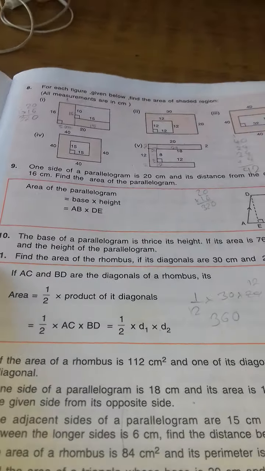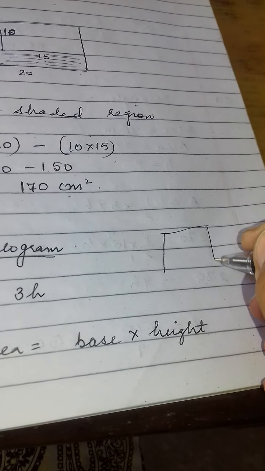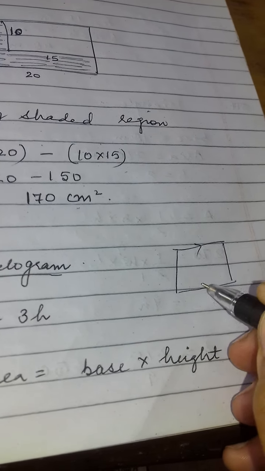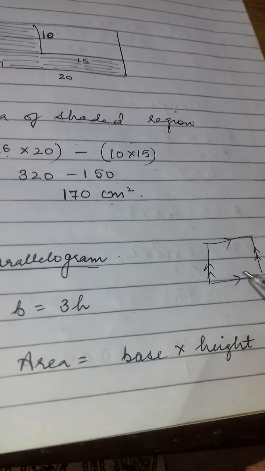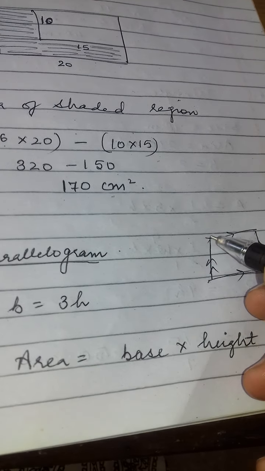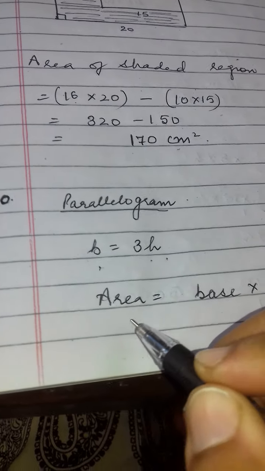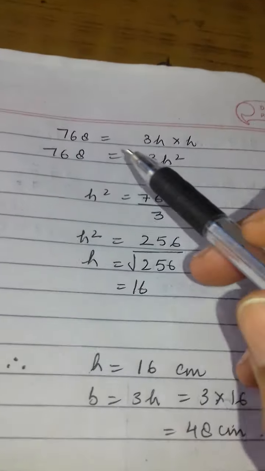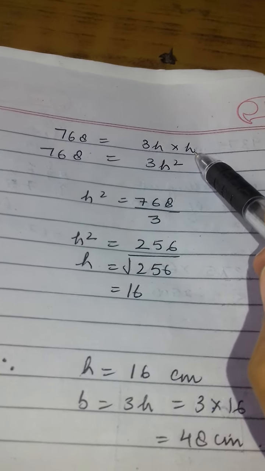Now this is your parallelogram, children, in which opposite sides are parallel to each other. The base is thrice of the height. Base is thrice of the height, and the formula says area is equal to base into height. So area is 768, base is thrice of height, and height is height.